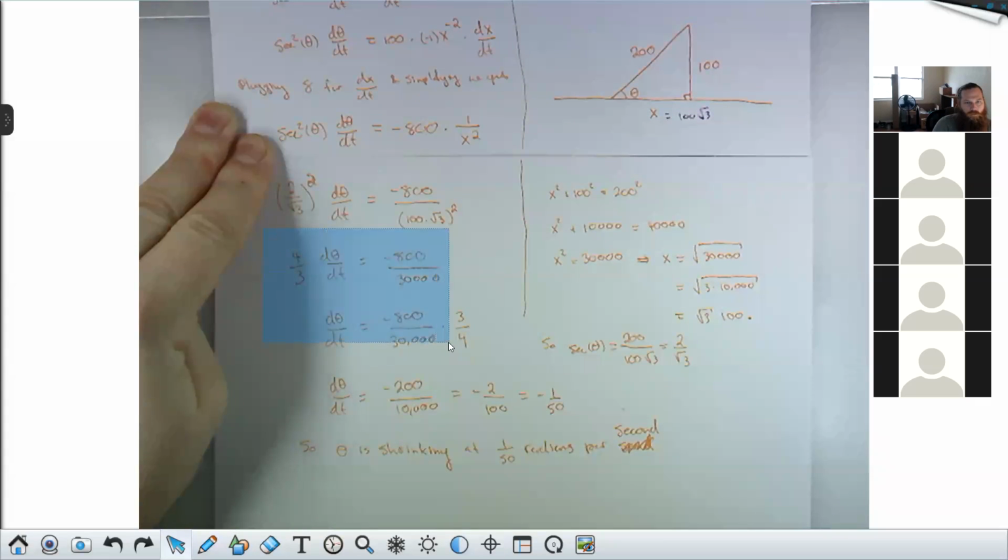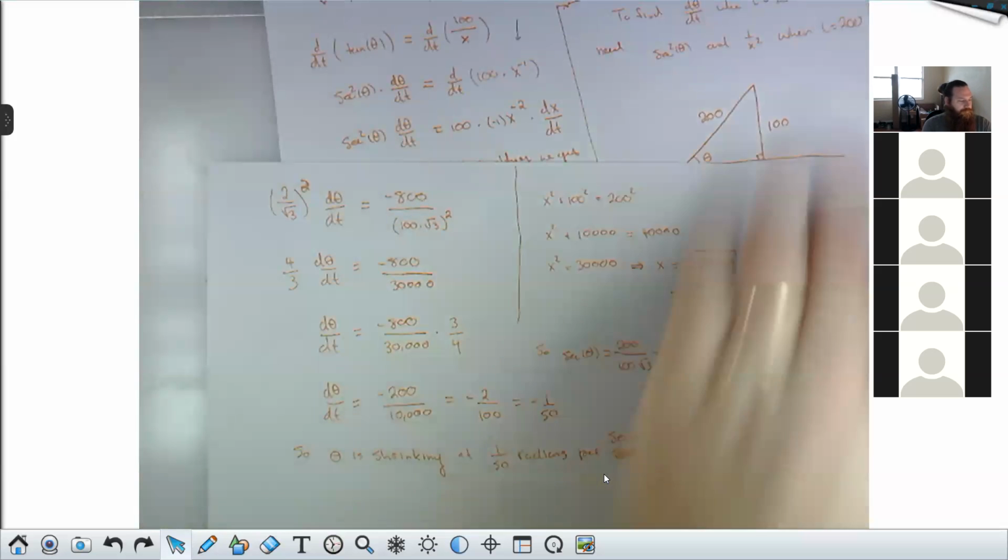Having plugged in and simplified, solve for d theta/dt. d theta/dt is -1/50. The units of theta are radians. The units of time here is being measured in seconds. So this is radians per second. d theta/dt is -1/50th radians per second, which means theta is shrinking at 1/50th radian per second. Or every 50 seconds, theta goes down by 1 radian.